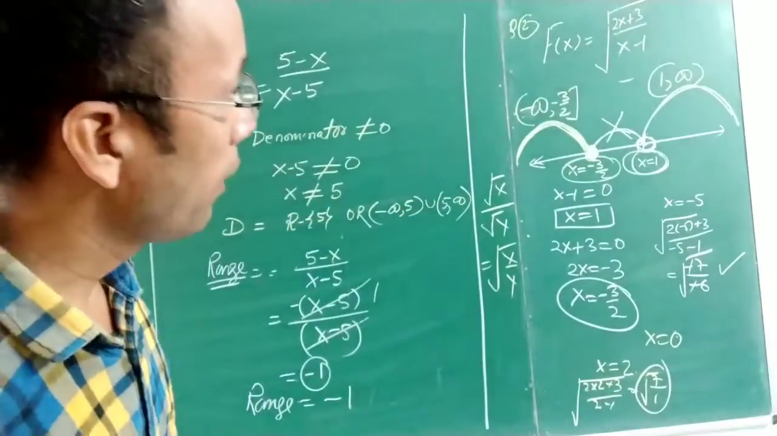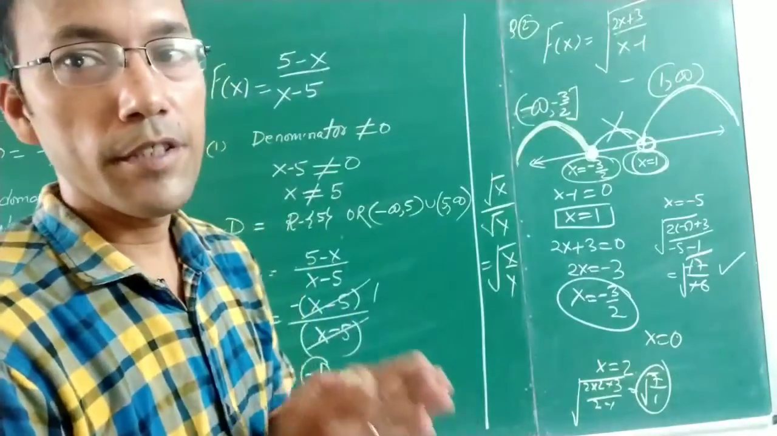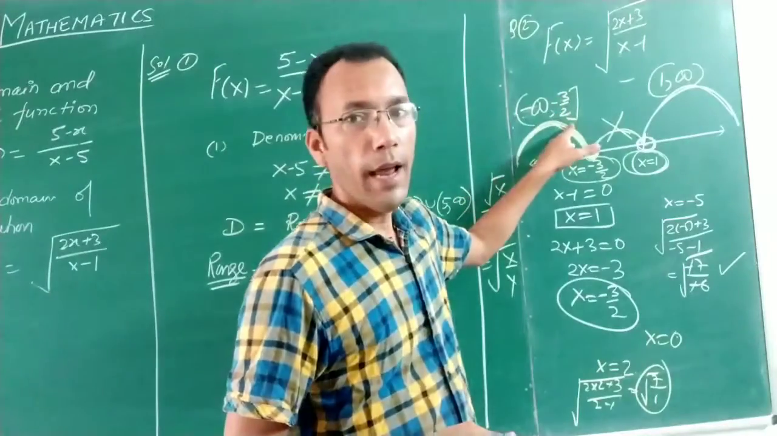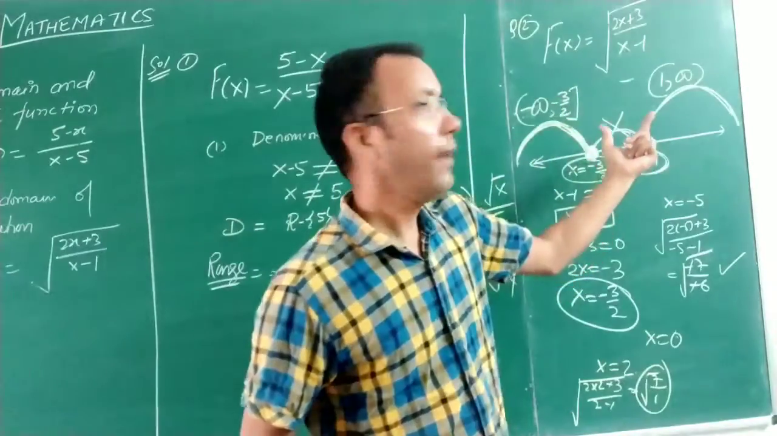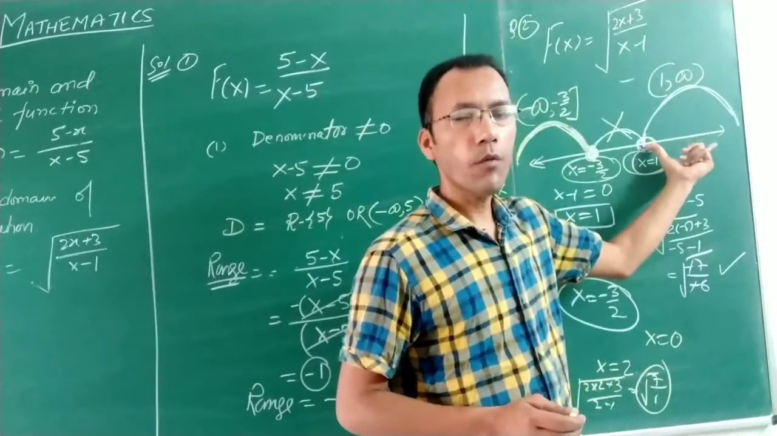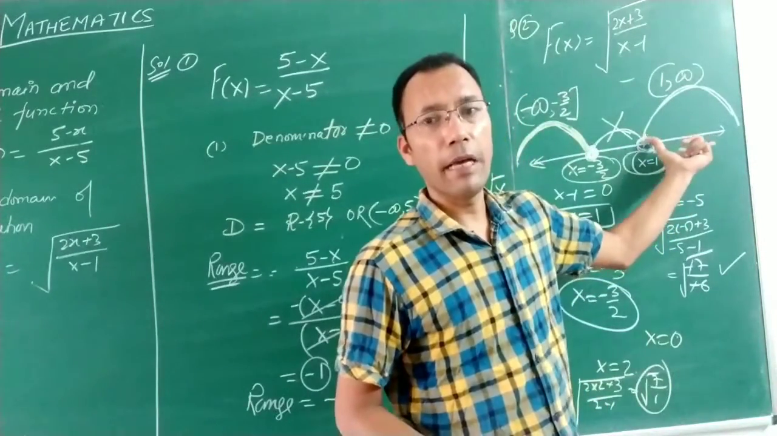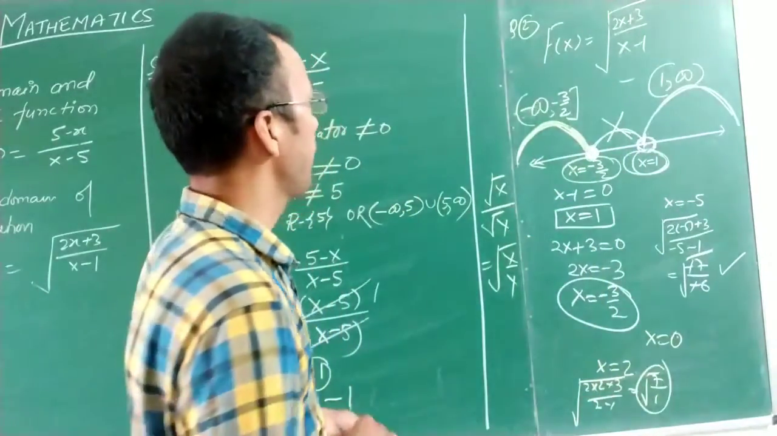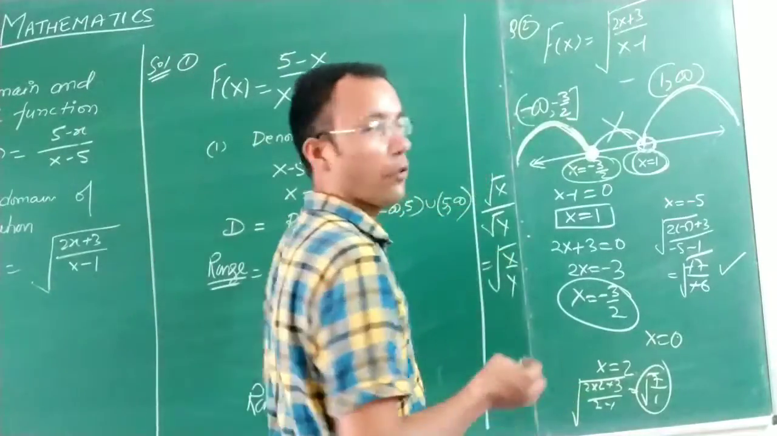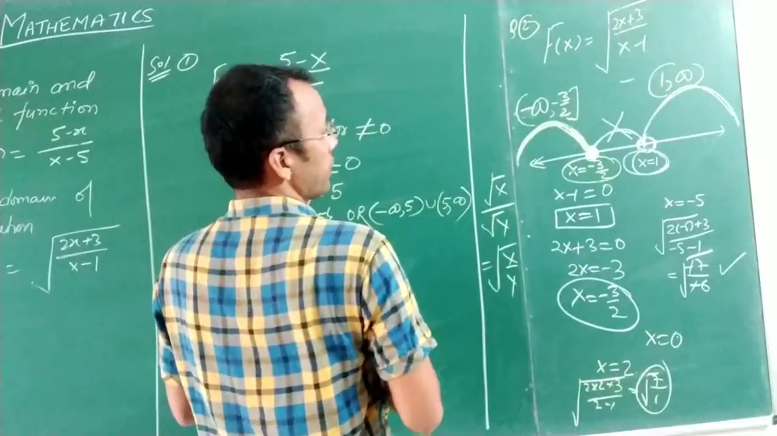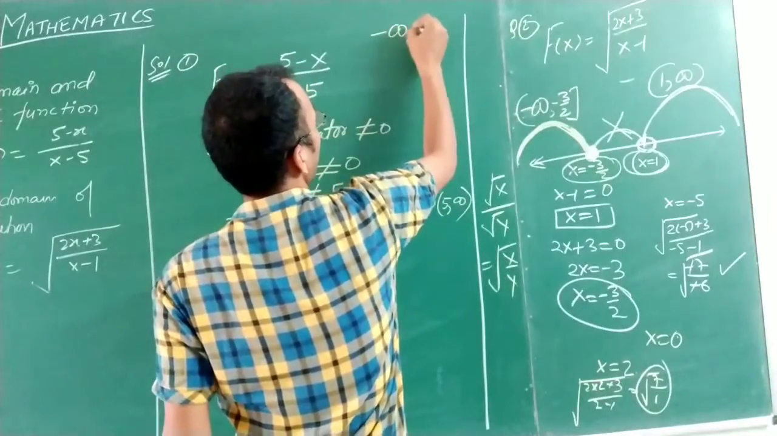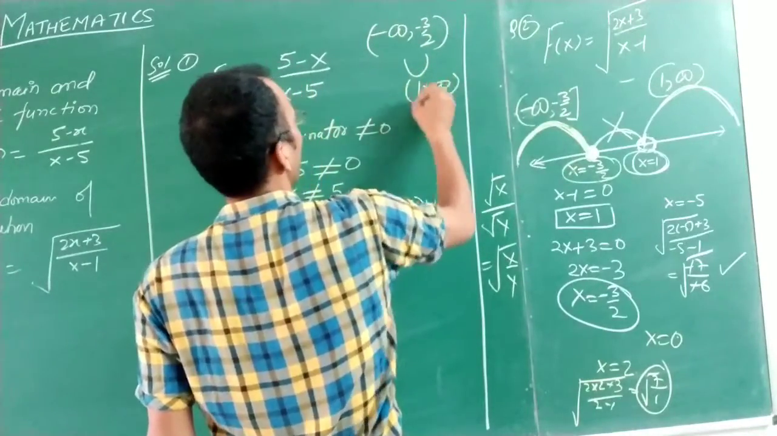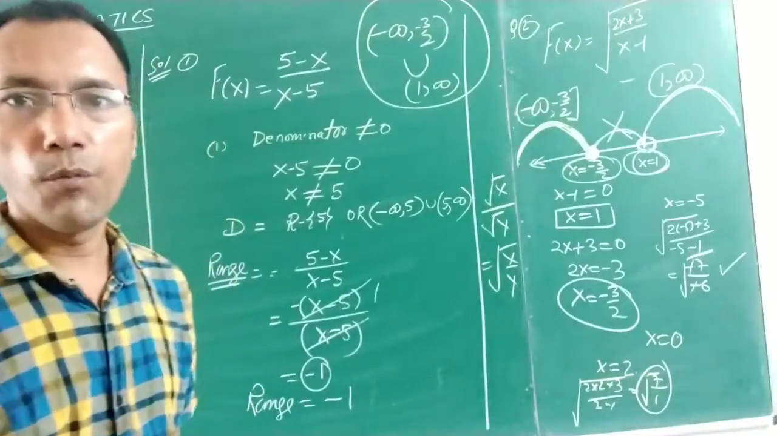Okay, now understand this. What is the domain here? The domain is minus infinity to minus 3 by 2, and that gap is not included in the domain. And then add this one. Generally we do not write plus in terms of domain, intervals or sets. So I will write minus infinity to minus 3 by 2, union 1 to infinity. That is the domain of the function.